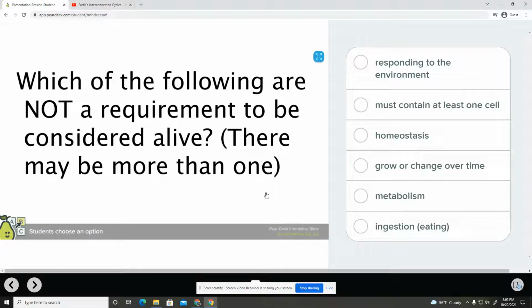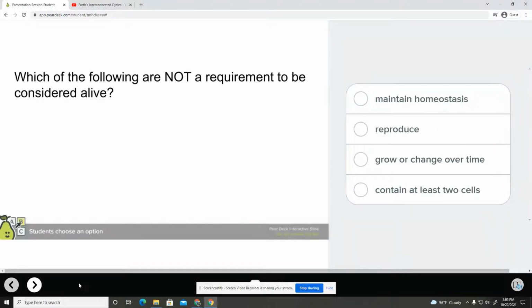Which of the following are not a requirement to be considered alive? Responding to the environment, must contain at least one cell, homeostasis, grow or change over time, metabolism, or eating. So the correct answer, you don't have to eat. Which of the following are not requirements to be considered alive? Maintain homeostasis, reproduce, grow or change over time, or contain at least two cells? You only need one cell to be alive.